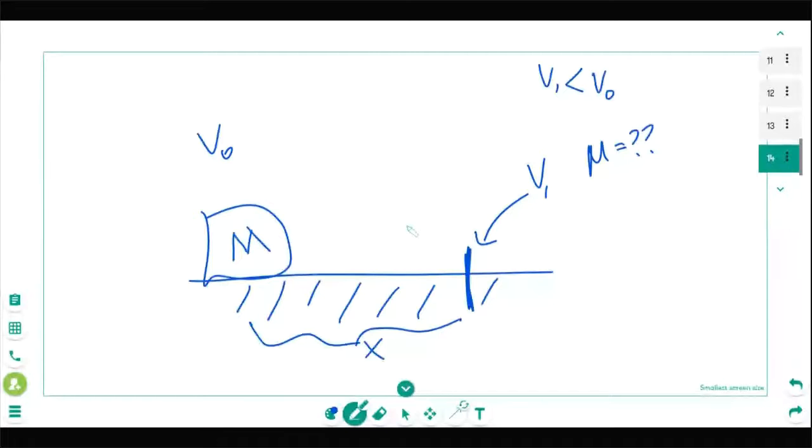You may see cases where V1 becomes 0, where it comes to a stop, but this will work for right now. So we know that we start off with all kinetic energy. Down here we have a different kinetic energy, let's call it KE1. Work must be equal to the change in kinetic energy, which will be KE1 minus KE0.